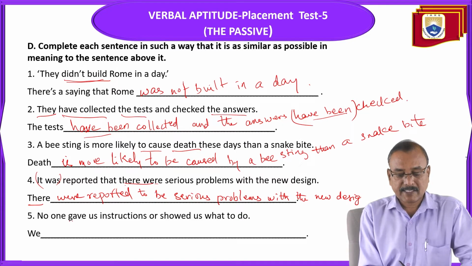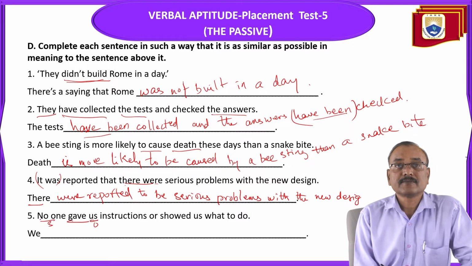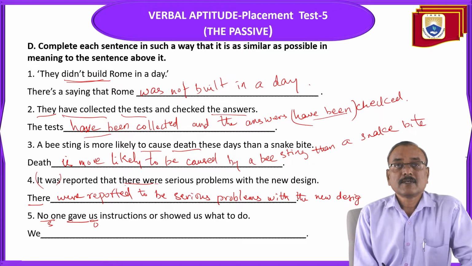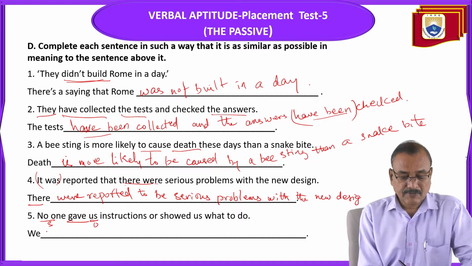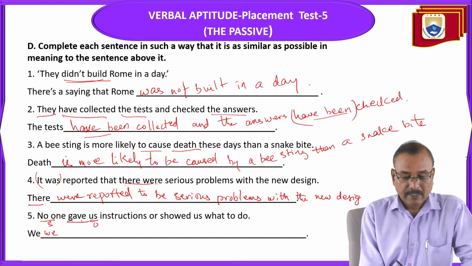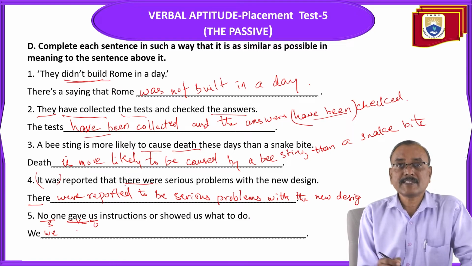So this "gave us" is the passive voice. Us is the object here. No one is the subject. So us becomes we. We were not given. So gave here is the passive. This is in past tense, V2 form. In passive voice, was or were plus V3.